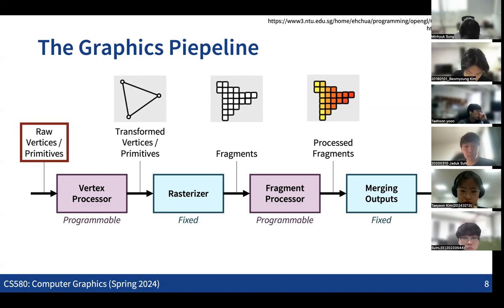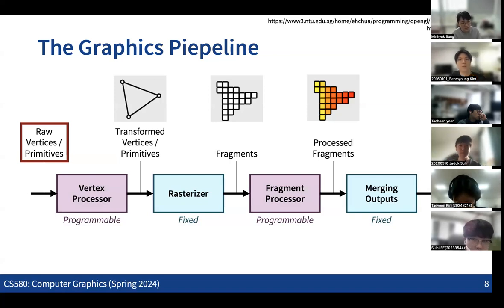So when you have some geometry information, there are multiple components. We have the vertex processor, the rasterizer, and the fragment processor, and we merge all these outputs to get the final images. As you can see, some of these components are something that we need to implement. In the very classical OpenGL framework, like OpenGL 1.0, all of these components are hardware implemented.